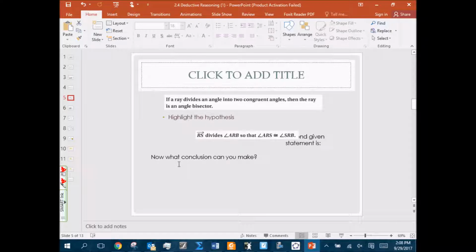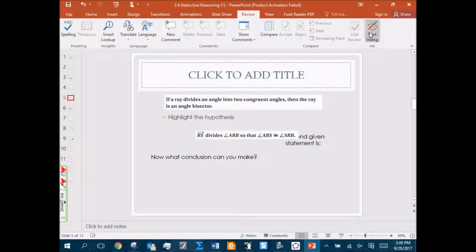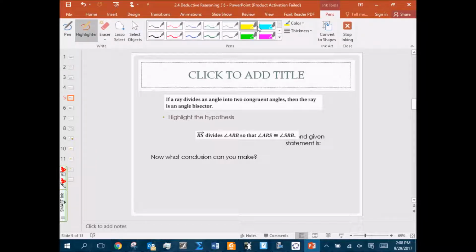Alright. If a ray divides an angle into two congruent angles, then the ray is an angle bisector. I then give you a second statement. Does this second statement match the hypothesis? I asked this in one class earlier today, and they said no. But I want you to think about it. Here it says a ray, right? It doesn't specify that we have to have a specific name. Is this a ray? Yeah.